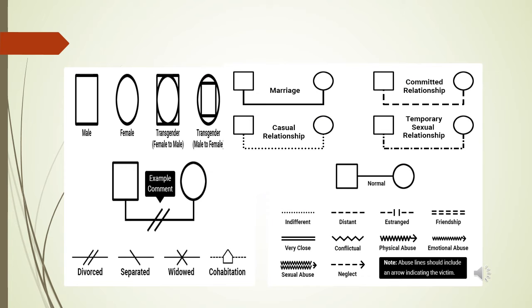Now this is again the symbols. So I want you to have a look at it. Casual relationship and marriage, temporary sexual relationship or committed, normal. So indifferent, distant, sexual abuse, neglect. So these are the symbols. So there are symbols for each and every situation.